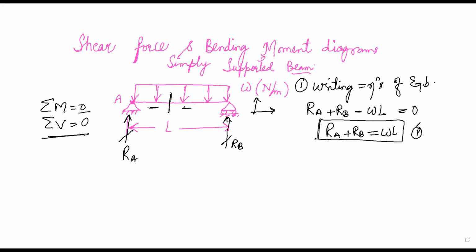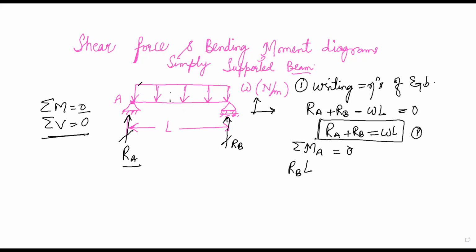Number 2, let's take point A. The summation of all the moments about an axis passing through point A has to be equal to 0 for equilibrium. The first moment will be because of RB. Its magnitude will be RB multiplied by L, and it's trying to rotate our beam in the anti-clockwise direction. We'll take it as positive. RA will generate no moment about an axis passing through point A. The second moment will be because of the uniformly distributed load.